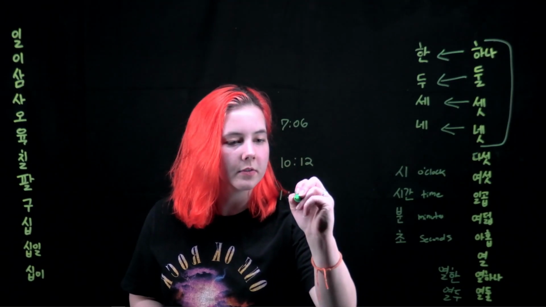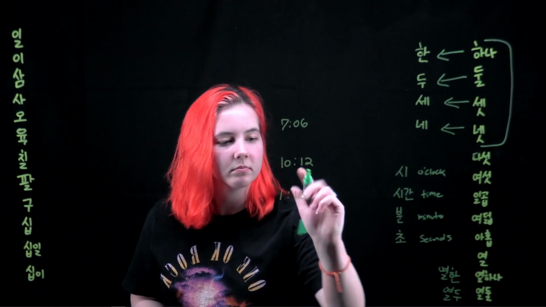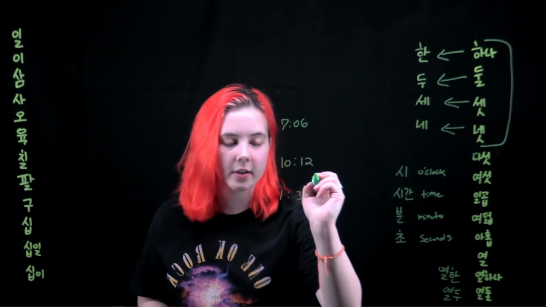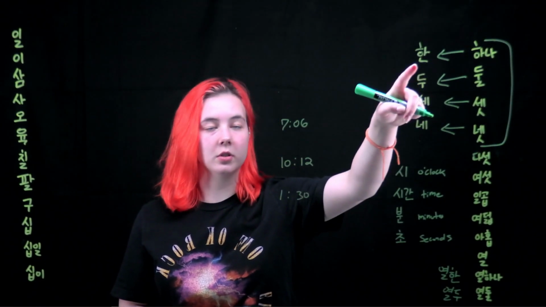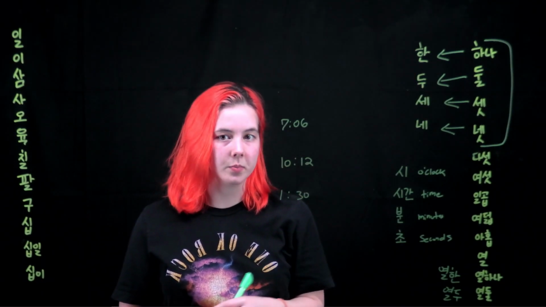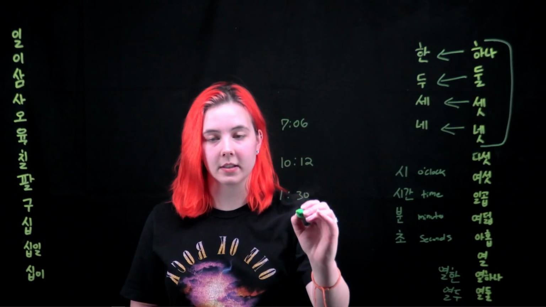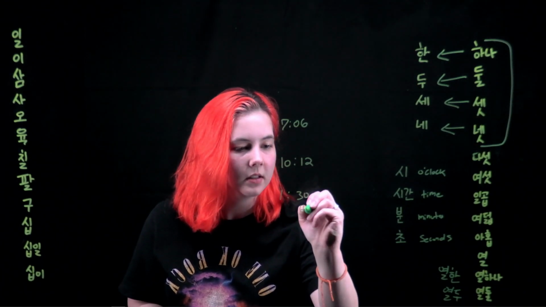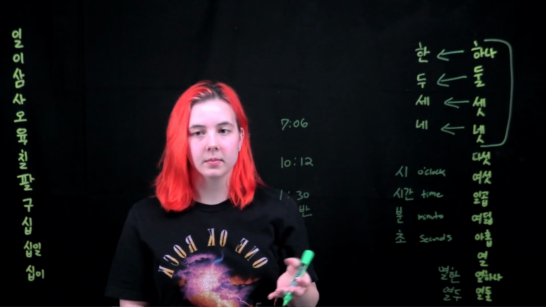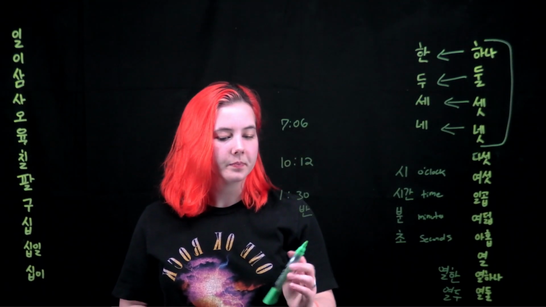Let's do one more, let's say 1:50. Nope. Let's actually do 1:30. We'll need to know that too. So 1:30, again, we'll use this new version of 하나, 한, and say 1시 30분. Or we could also replace 30분 with 반. 반 just means half, so you can use that in place of 30. It's up to you, your choice.